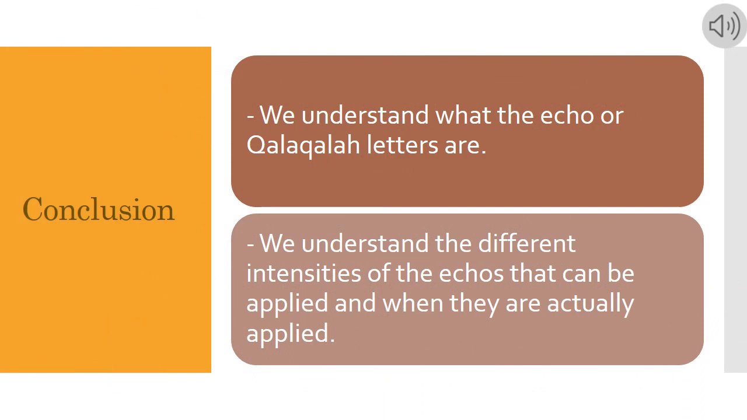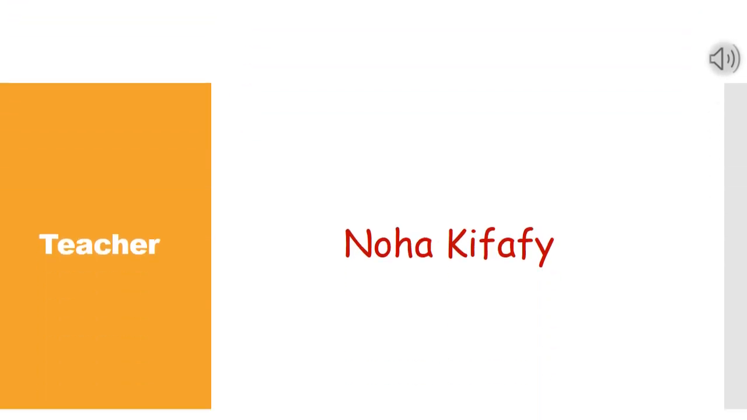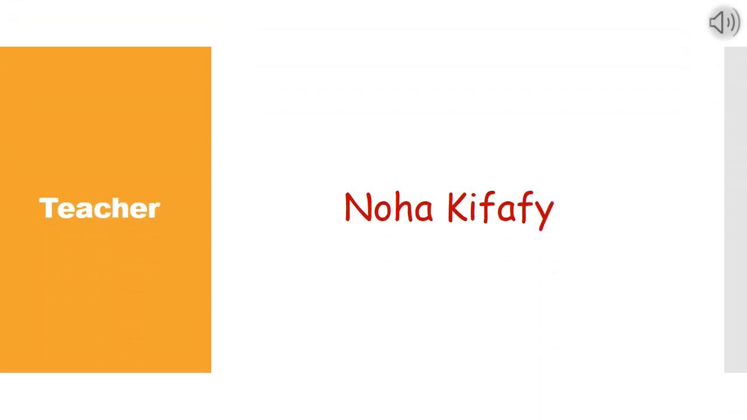Okay, so our conclusion about this lesson. First, we understand what the echo or قلقلة letters are, gathered in the two words قطب جد. And second, we understand the different intensities of the echoes that can be applied and when they are actually applied. We finished now, so I hope this lesson was easy and that you enjoyed it. Now, your turn to apply what I explained about this lesson and read this surah again and again to ensure that you can read it in the right way. Okay? See you in the next lesson.